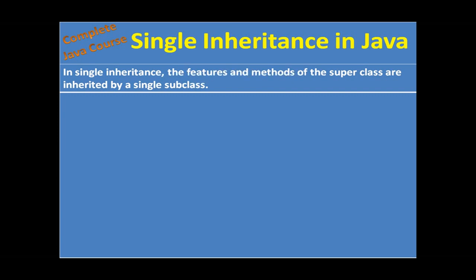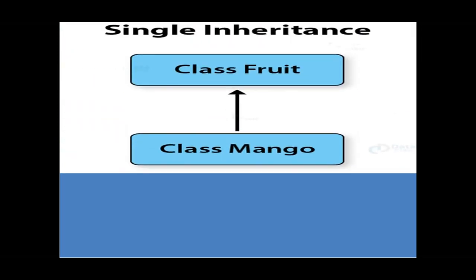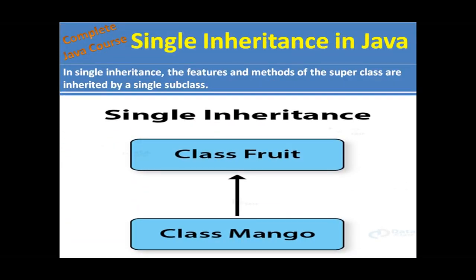In single inheritance, the features and methods of the superclass are inherited by a single subclass. It means there is only one parent class and only one subclass. So this is called single inheritance in Java. Like class fruit and class mango: class mango is a subclass and class fruit is a parent class. Only one subclass and one parent class, then it is called single inheritance.